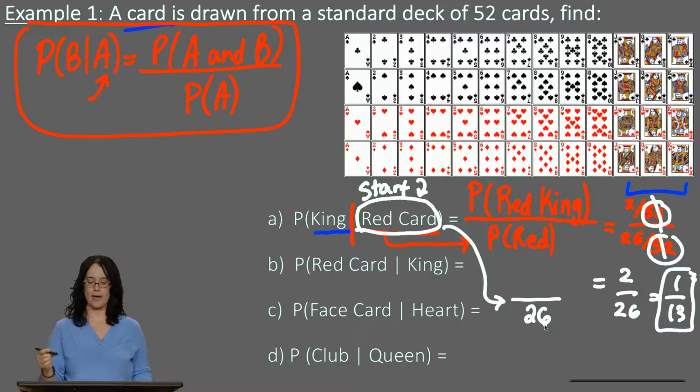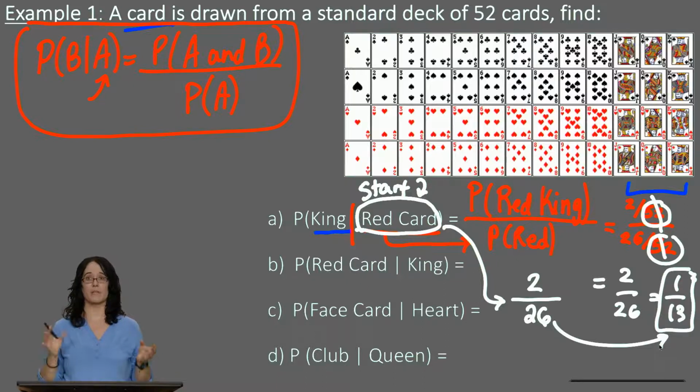Okay, so I would start with the number of red cards in my denominator, and then I would say, of those red cards, so only looking at the red cards, right, not the entire deck, how many of the red cards are kings? So of the red cards, how many of them are kings? Well, there are 2, aren't there? And then I get the same answer. Eventually, I get 1 out of 13.